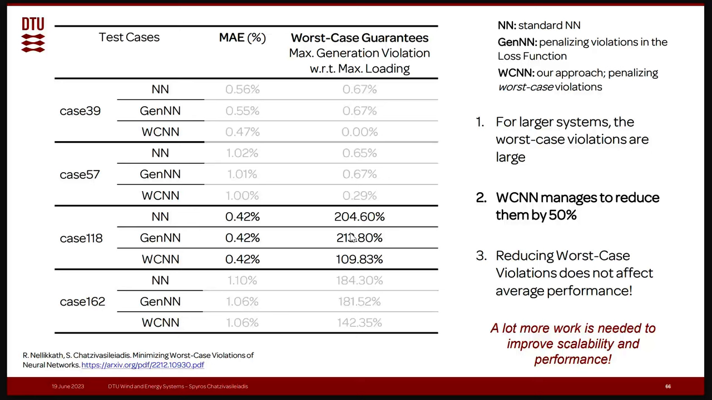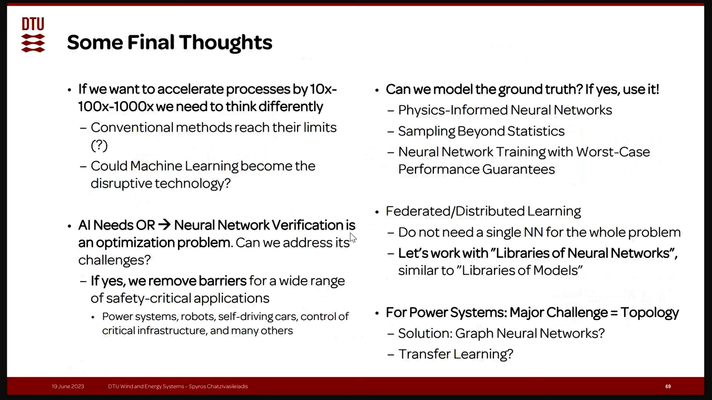Good. And with that, I conclude with these final thoughts. Okay, so if we want to accelerate things by 10, 100, or 1,000 times, we need to think differently. We need to use as much as we can from physics. But the truth is, if I want to accelerate something by 100 times, maybe physics is not the only way to go there, right? AI needs operations research. And then there are a lot of challenges. Topology is one of them, and that we can discuss. But I will stop here.